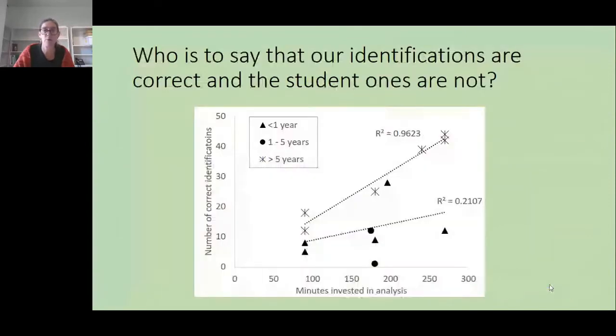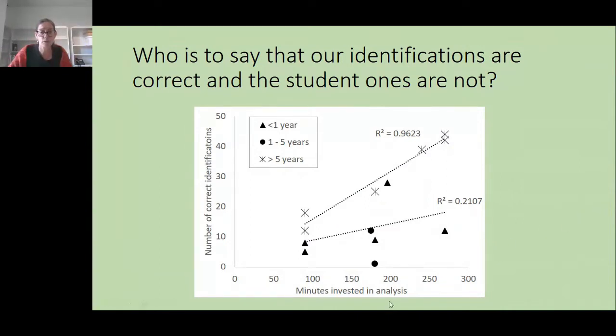Now you might ask, before we go any further, who's to say our identifications are right and the student ones are wrong? And that would be a fair question. And so we do have data from another study that we've done where we've looked at known identity specimens. And we've asked experienced zooarchaeologists and students, essentially, or people with less experience, to identify these objects.